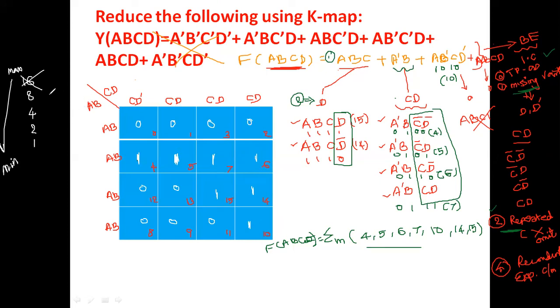So only 7 means this is also not possible. So the next check is only this. Yes, one of the groupings is that all these 4 ones can be grouped. So it is the first grouping. This is the first grouping.